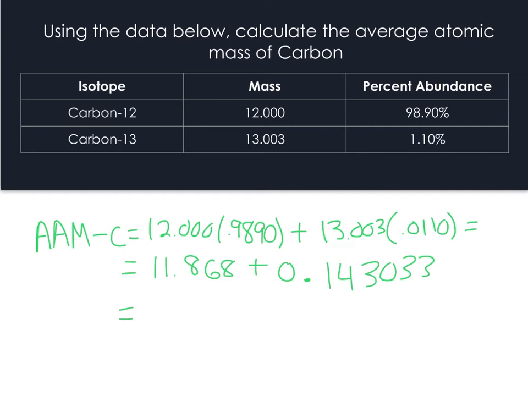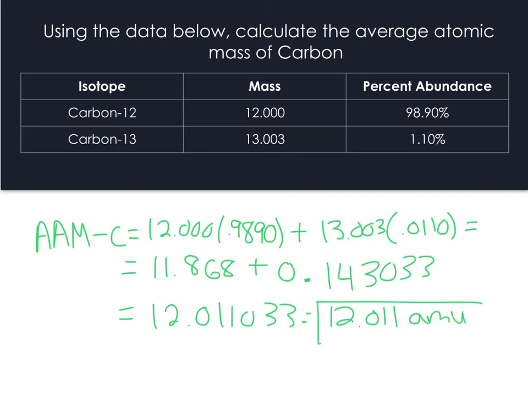0.868 plus 0.143033. That gives me a value of 12.011033. Okay. Now, looking at the problem, I would probably try to sig fig it, although this one's kind of weird. At minimum, I would not have any mass that was greater than the number of sig figs of the masses I started with. So that would be 12.011, and that would be in AMUs. Okay, because atomic mass unit is the unit that you use for mass.